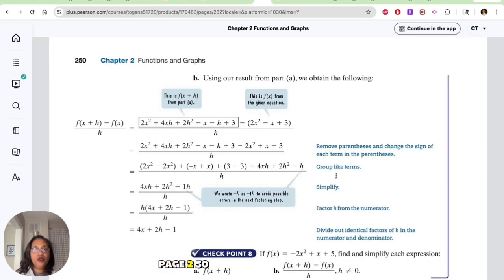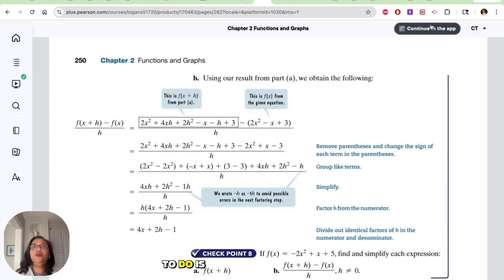And then on page 250, you see this is written out again, so you understand where everything is coming from. If you do not understand a part of how we got 2x squared plus 4xh plus 2h squared minus x minus h plus 3, let me know, okay? So I'm going to pause the video and let you finish. And then just keep in mind that over here, again, are these steps, okay?